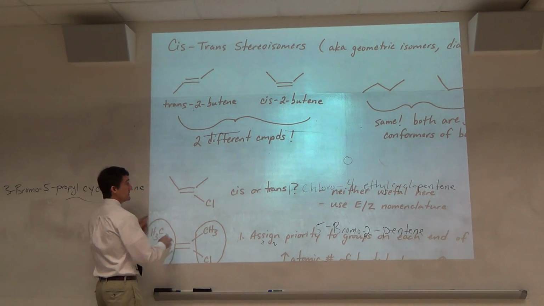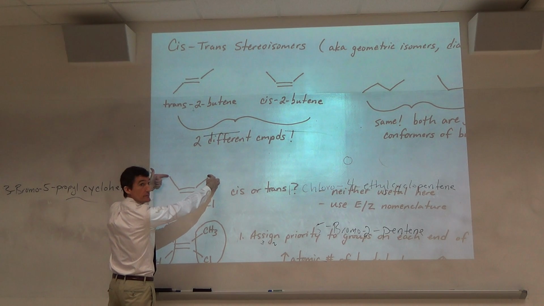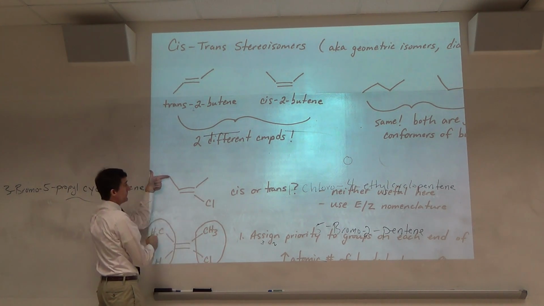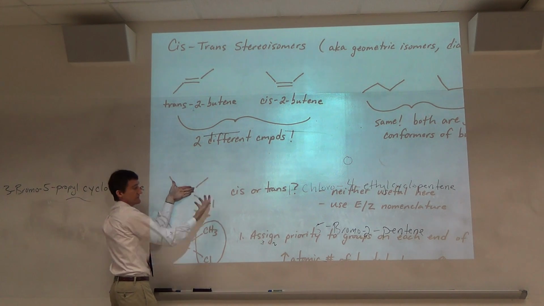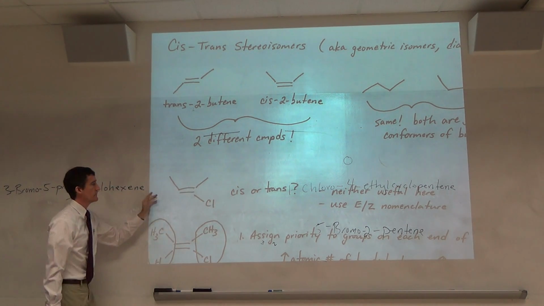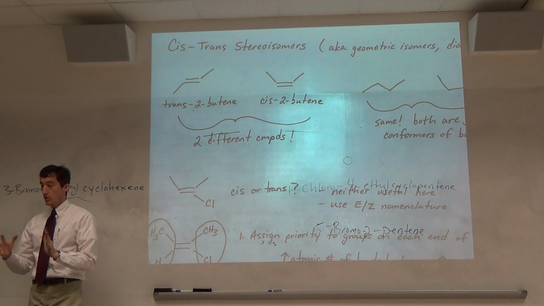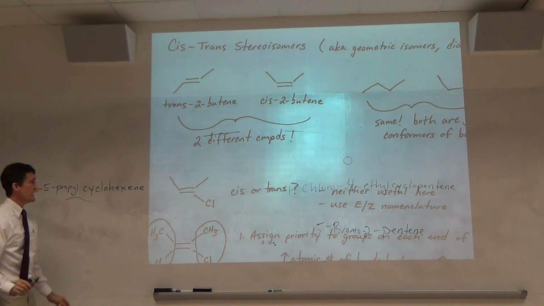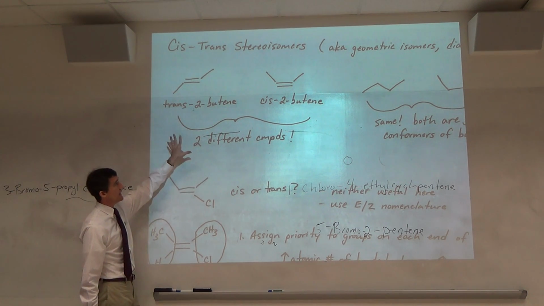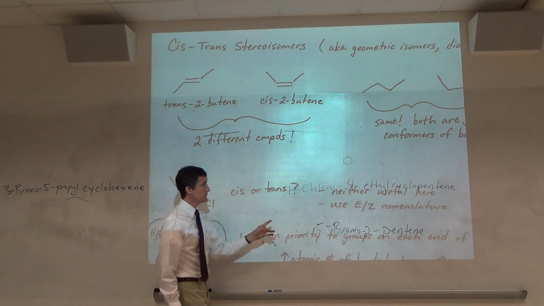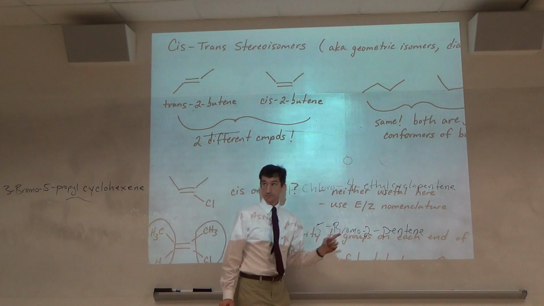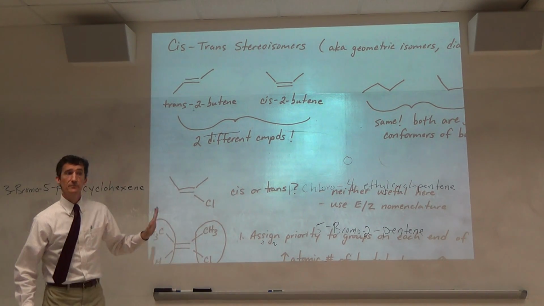What we can say here is that the methyls are cis, and this methyl and this chlorine are trans. That is irrelevant. They're on the same carbon. So as a whole, it's neither. Whenever you have more than two substituents, to put the stereochemical descriptor, we use what's called EZ nomenclature. And it takes it a step further.